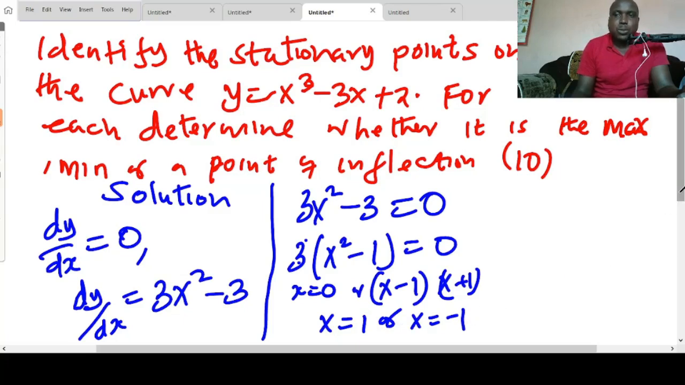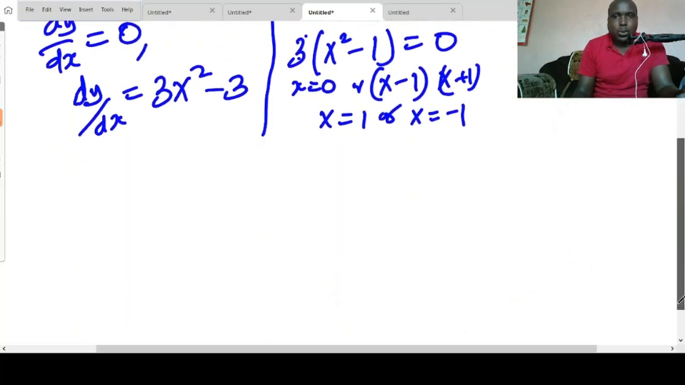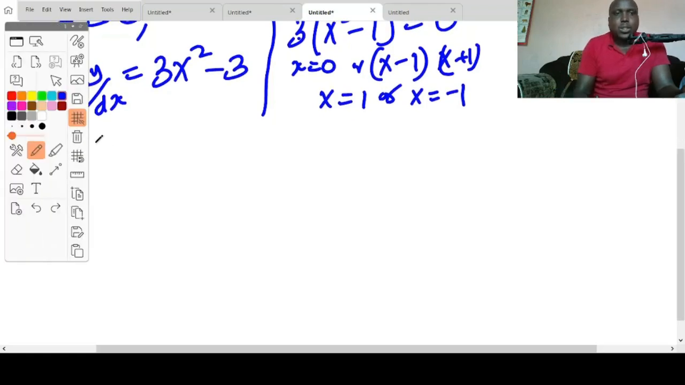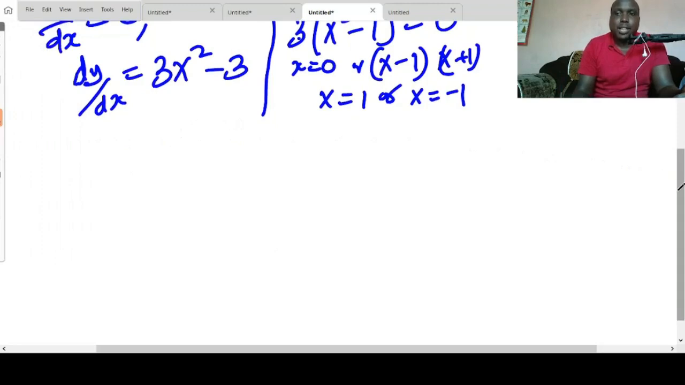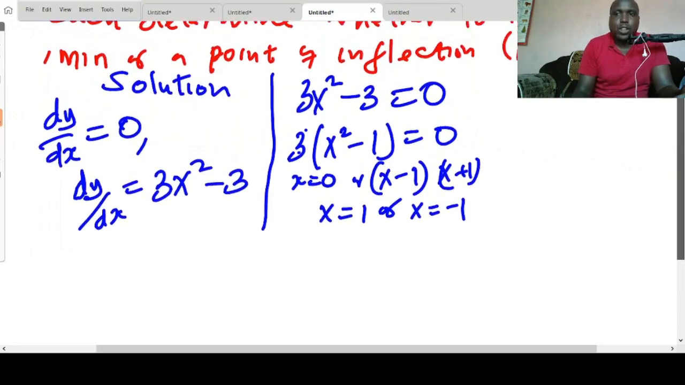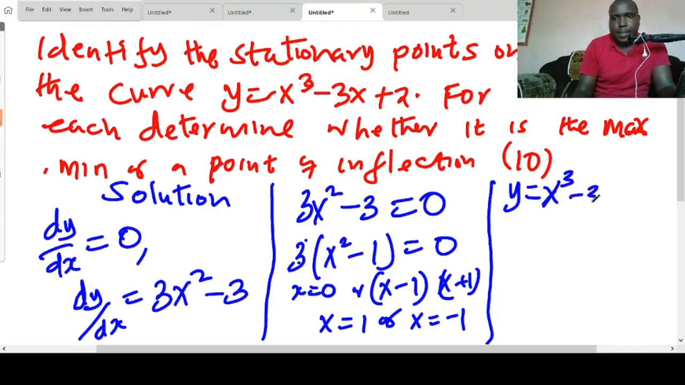So we need to find now the stationary point. To get the stationary point, we have the values of x. How do you get a point? You take the values of x and substitute into the function. Our function is y is equal to x cubed minus 3x plus 2.